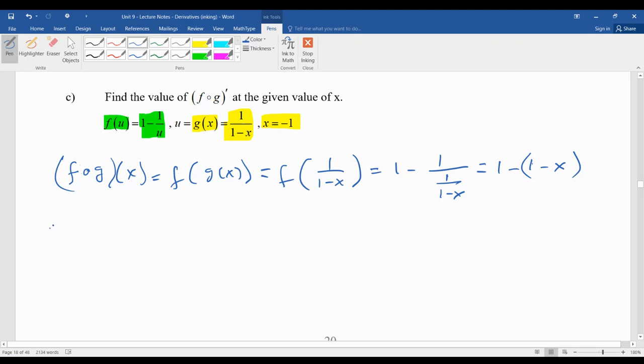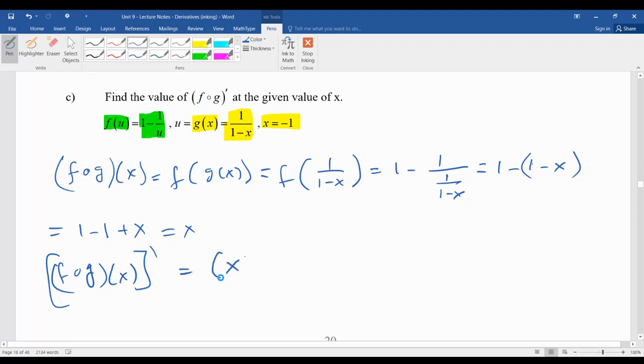So 1 minus 1 plus x, oh no, sorry. Okay, so it's 1 minus 1 plus x, which is x. So what's the derivative of x? So we go back and write, so this will be simply the derivative of x, which is 1.